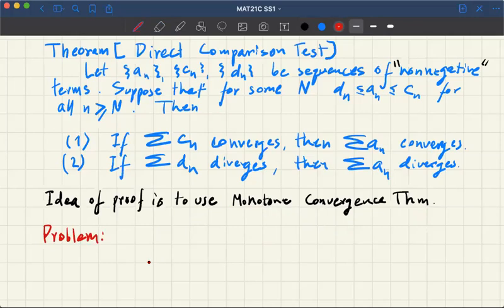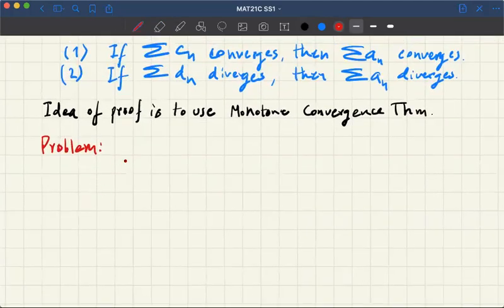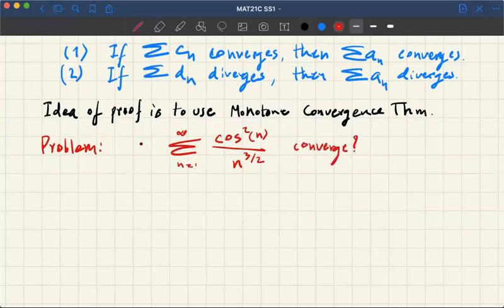Let's look at the first problem. Let me put it here. Does this converge? Does this converge? Any guess? I think yes. You think yes? Anyone think it doesn't? Why do you think it converges?